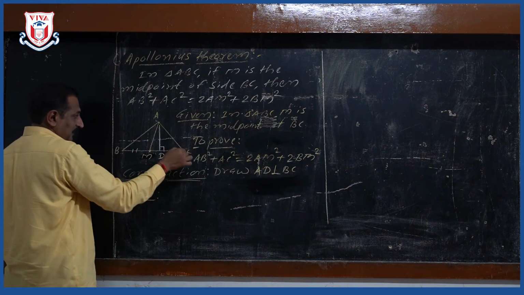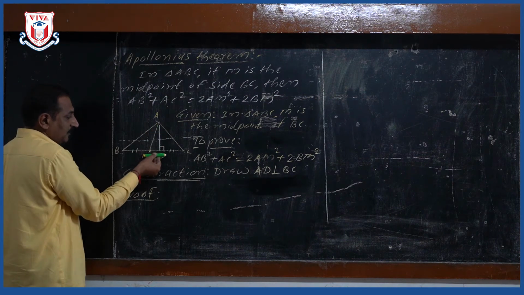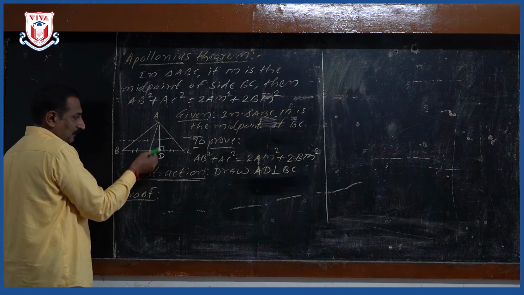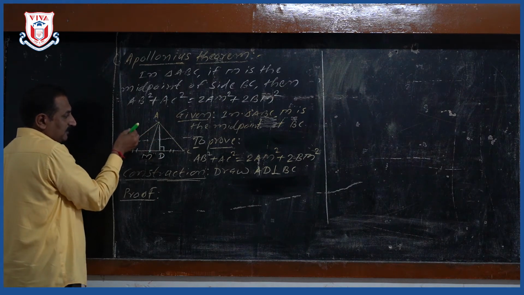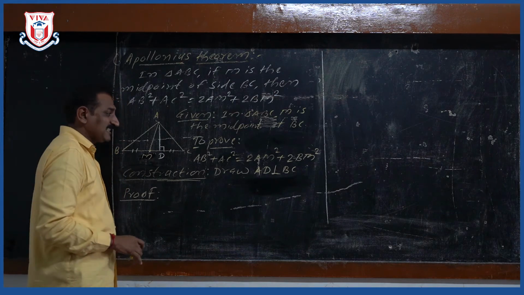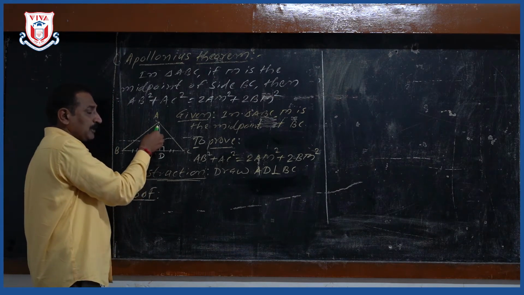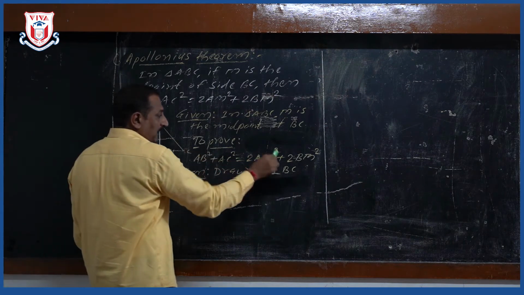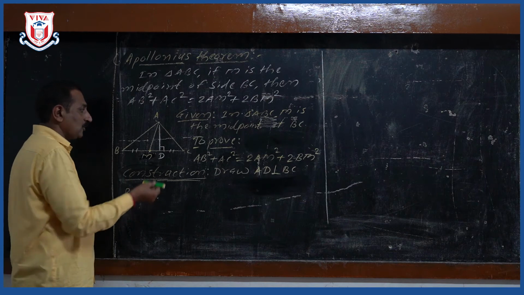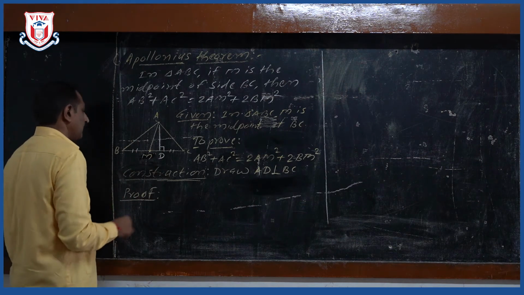AB square plus AC square means the remaining two sides. On which side is the median? BC. The median is on BC, and the remaining two sides are AB and AC. AB square plus AC square is equal to 2 times AM square, 2 into median square, plus 2 times BM square, or you can also write MC square.